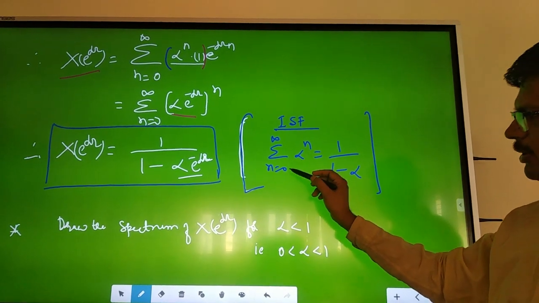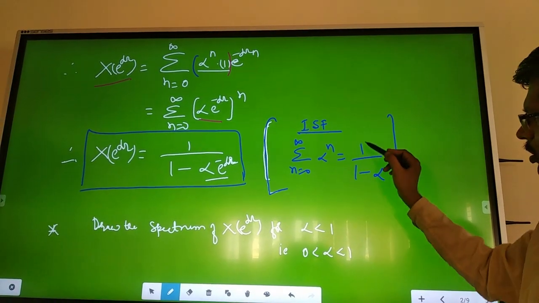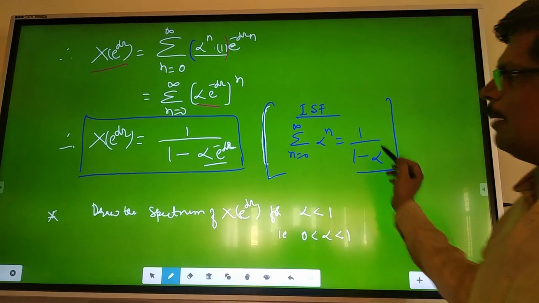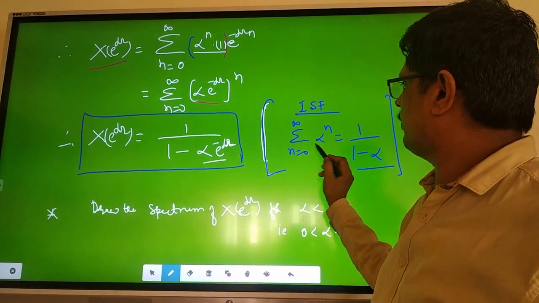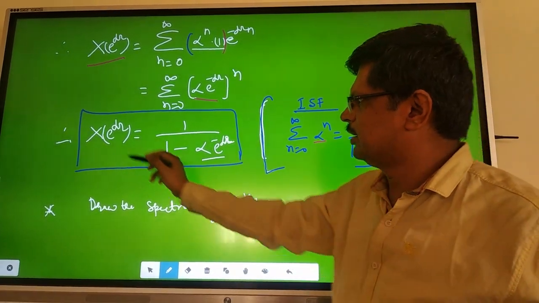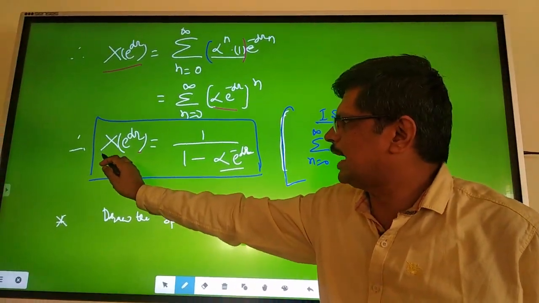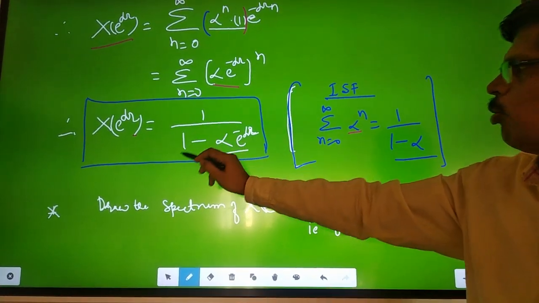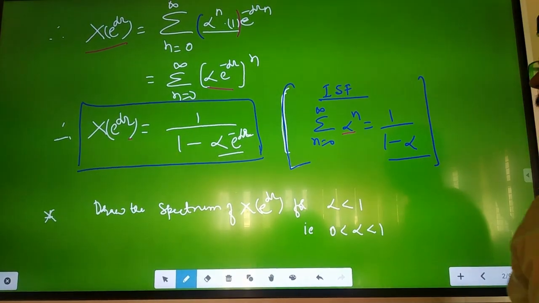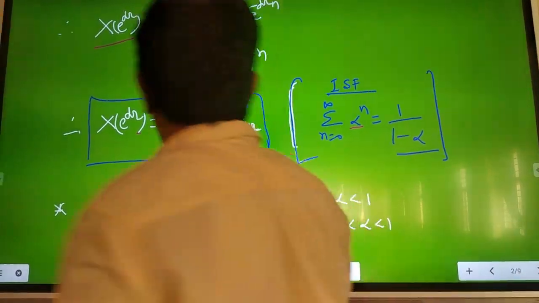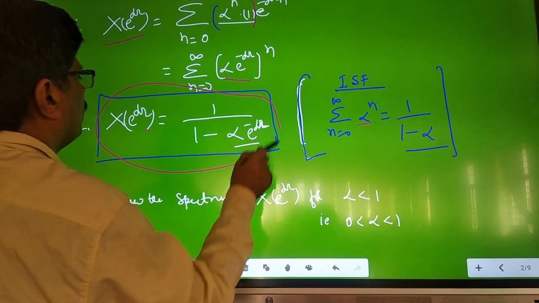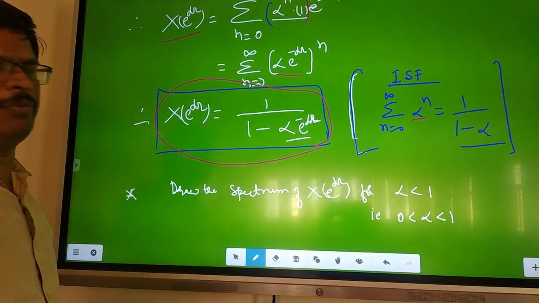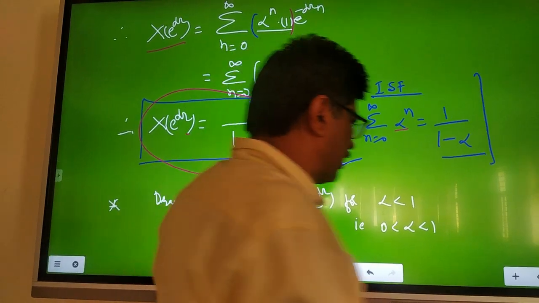Summation n is equal to 0 to infinity of alpha to the power n is equal to 1 by 1 minus alpha. This is the standard formula we have used. Apply this here. In place of alpha I am having alpha e power minus j omega. Therefore, the frequency spectrum X of e power j omega is equal to 1 by 1 minus alpha e power minus j omega. This is the frequency domain representation of your input x of n, X of e power j omega versus omega.